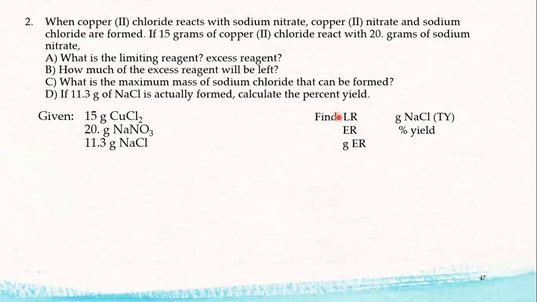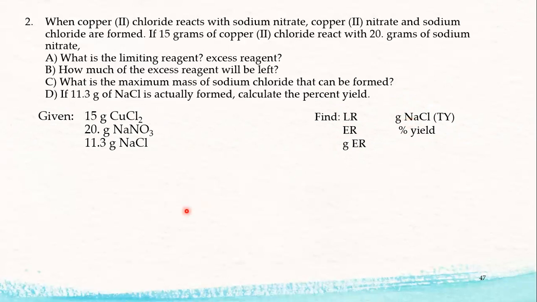We need to find the limiting reagent, the excess reagent, the amount of excess reagent left, the theoretical yield for the product sodium chloride, and the percent yield. So we will be dividing the video into the respective numbers and steps.